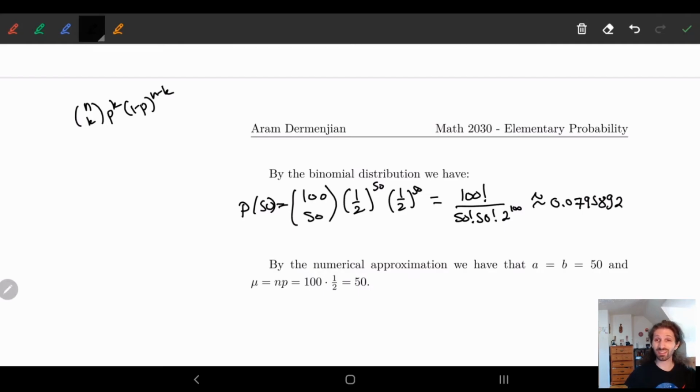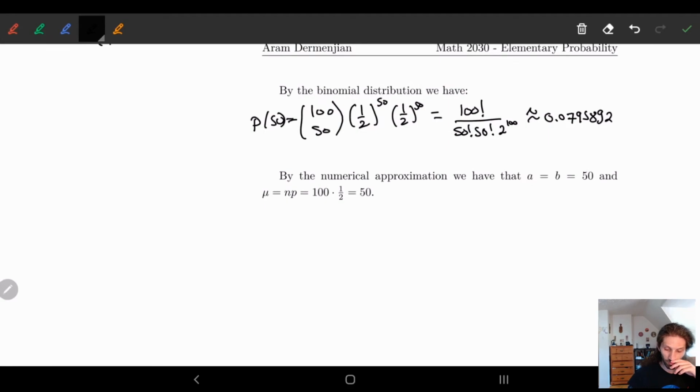Now, you can sit here and calculate this, obviously, but this is not something that you're going to want to do by hand, right? This is disgusting. It's really big, it's really massive, and you're going to potentially have computational problems too. So instead, what we might want to do is find a numerical approximation. So we'll make a and b both equal to 50. We know our mu, right? Mu is equal to np, so it's 100 times 1/2, which is 50. And we know our sigma, right? Sigma is equal to the square root of p times (1 - p) times n. So this is the square root of 50 times 1/2, which is the square root of 25, which is 5.